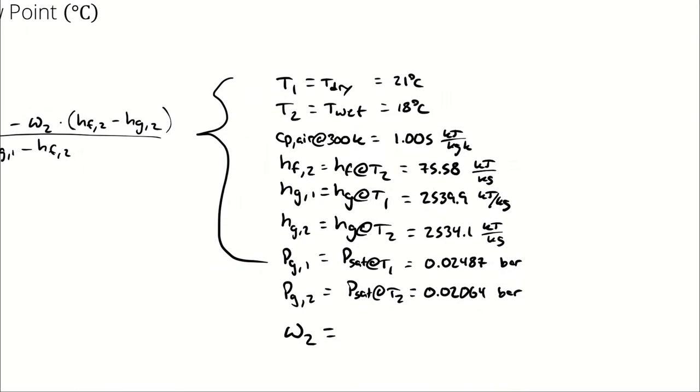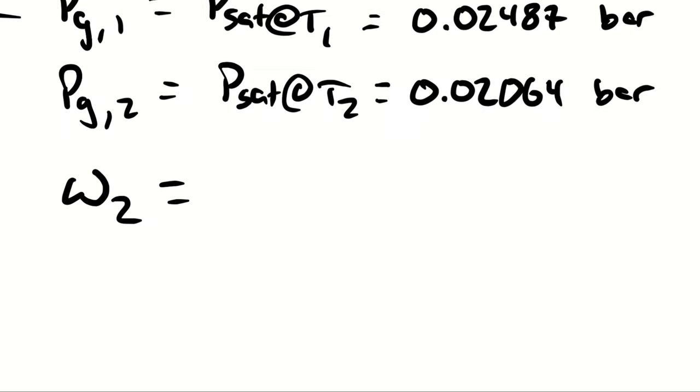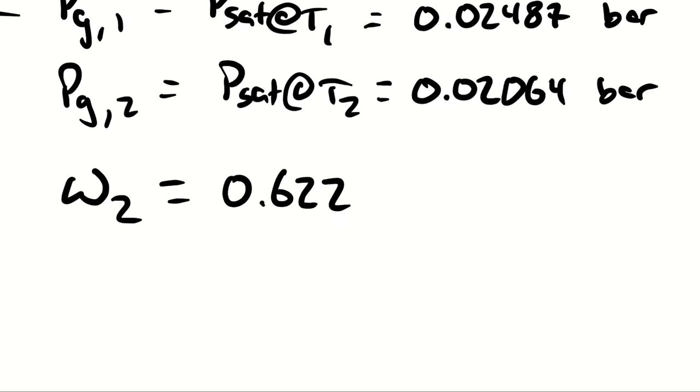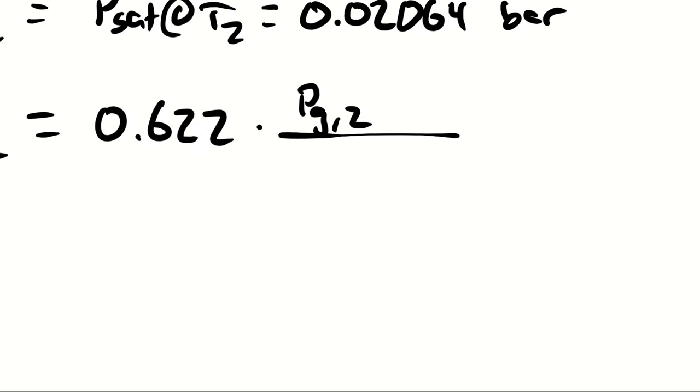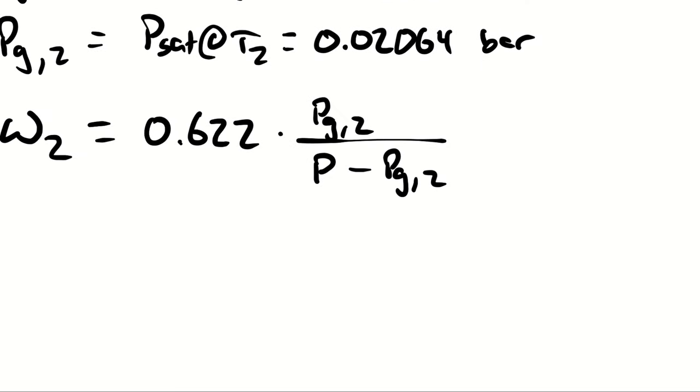And that's all the property lookups I'm going to have to do for now. So my next step is to calculate what the humidity ratio is at the wet bulb conditions, which is going to be 0.622 times the vapor pressure at the wet bulb condition, which, because it's at 100% relative humidity at the wet bulb, is just the saturation pressure at state 2. And then we're dividing by the partial pressure of the dry air, which we are rewriting as the total pressure at state 2, which is the same as the pressure at state 1, minus the vapor pressure, which again is PG because it is at 100% relative humidity.